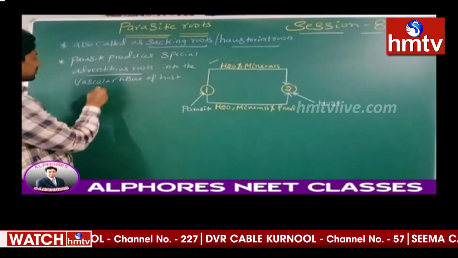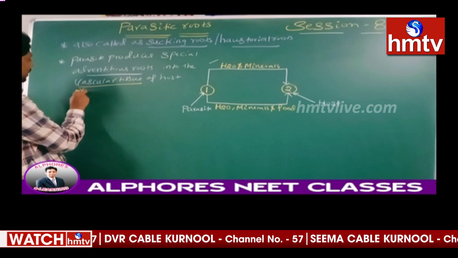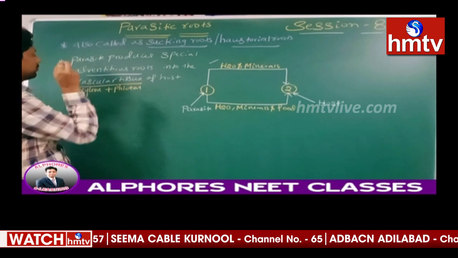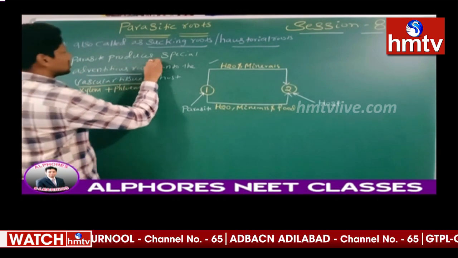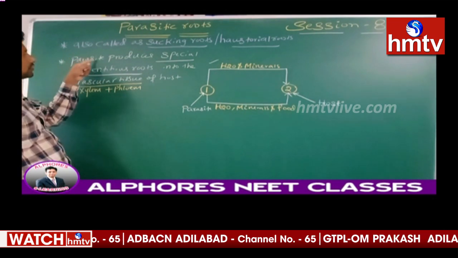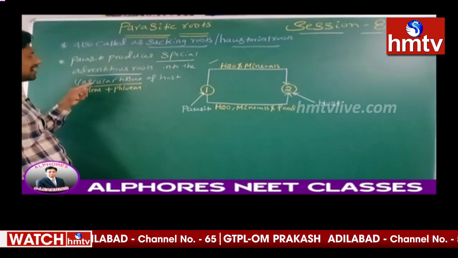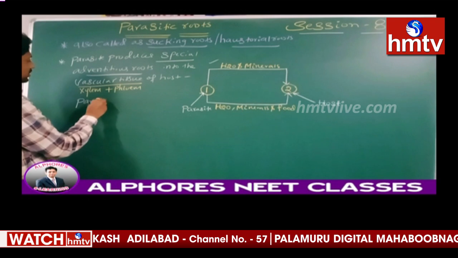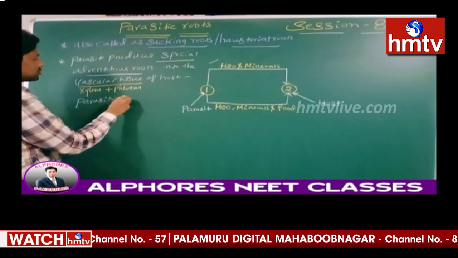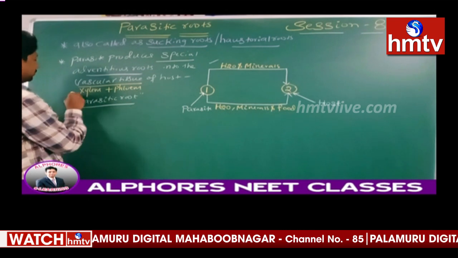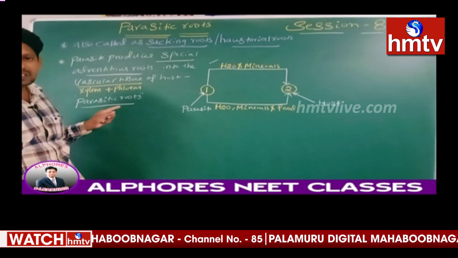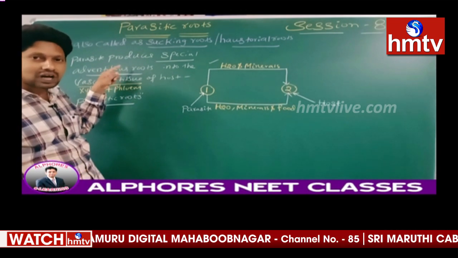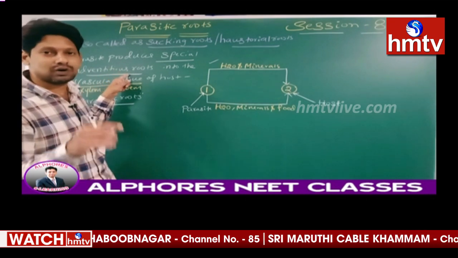Vascular tissues means xylem and phloem will come. These special adventitious roots produced by parasitic plants into the vascular tissues of the host are called parasitic roots. Therefore, parasitic roots are produced by the parasite. These parasitic roots are adventitious roots.